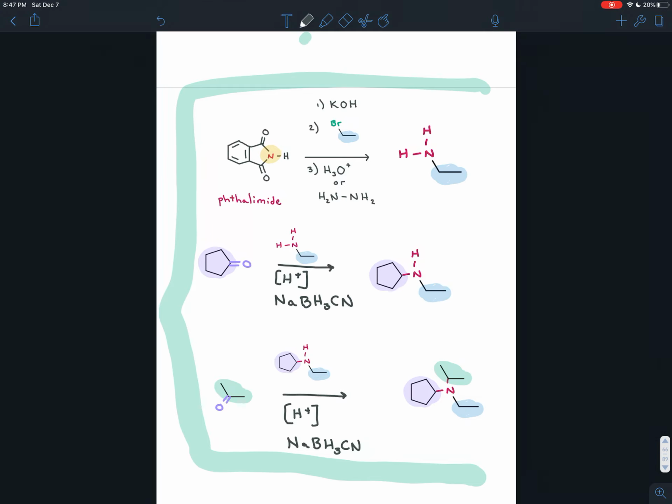So in this video we've seen how you can make a primary amine using the Gabriel synthesis. You can use phthalimide as a source of nitrogen atoms. And once you have the primary amine, you can make it a secondary or tertiary amine using reductive amination.